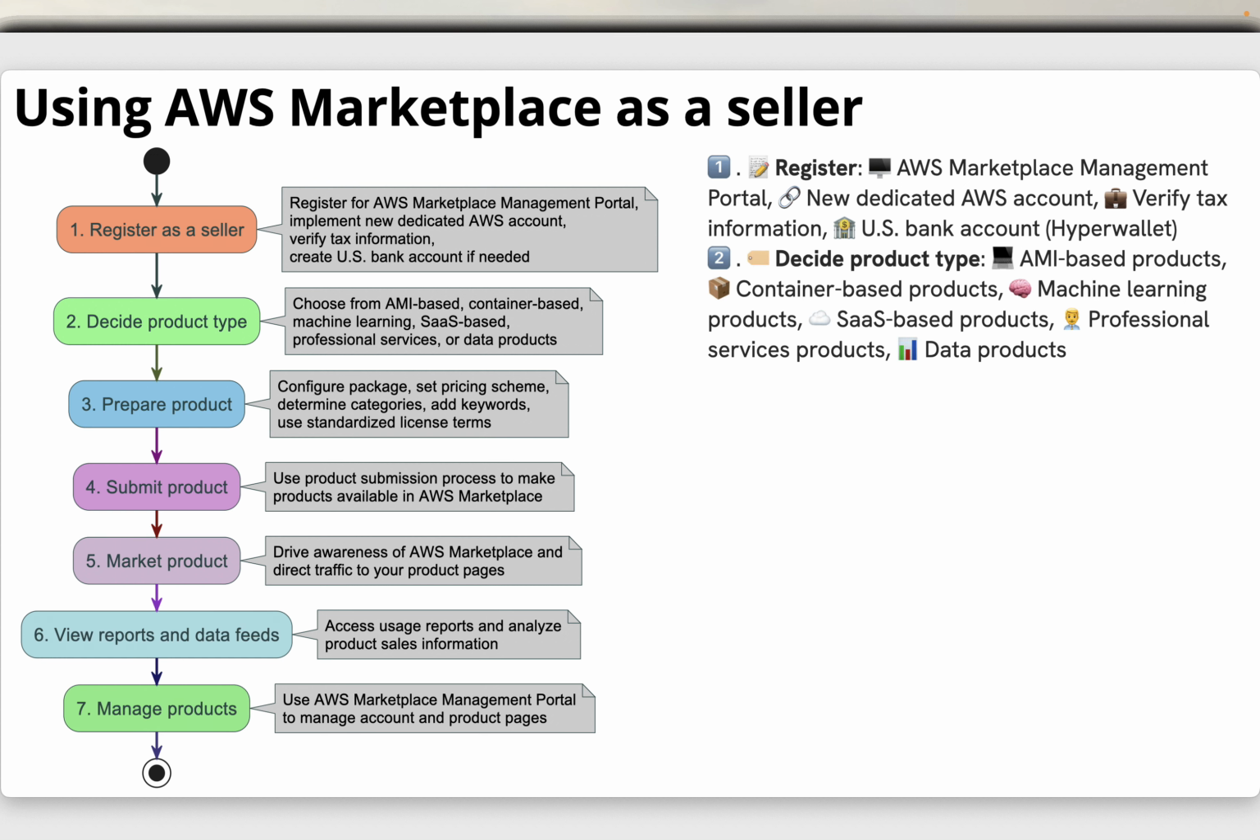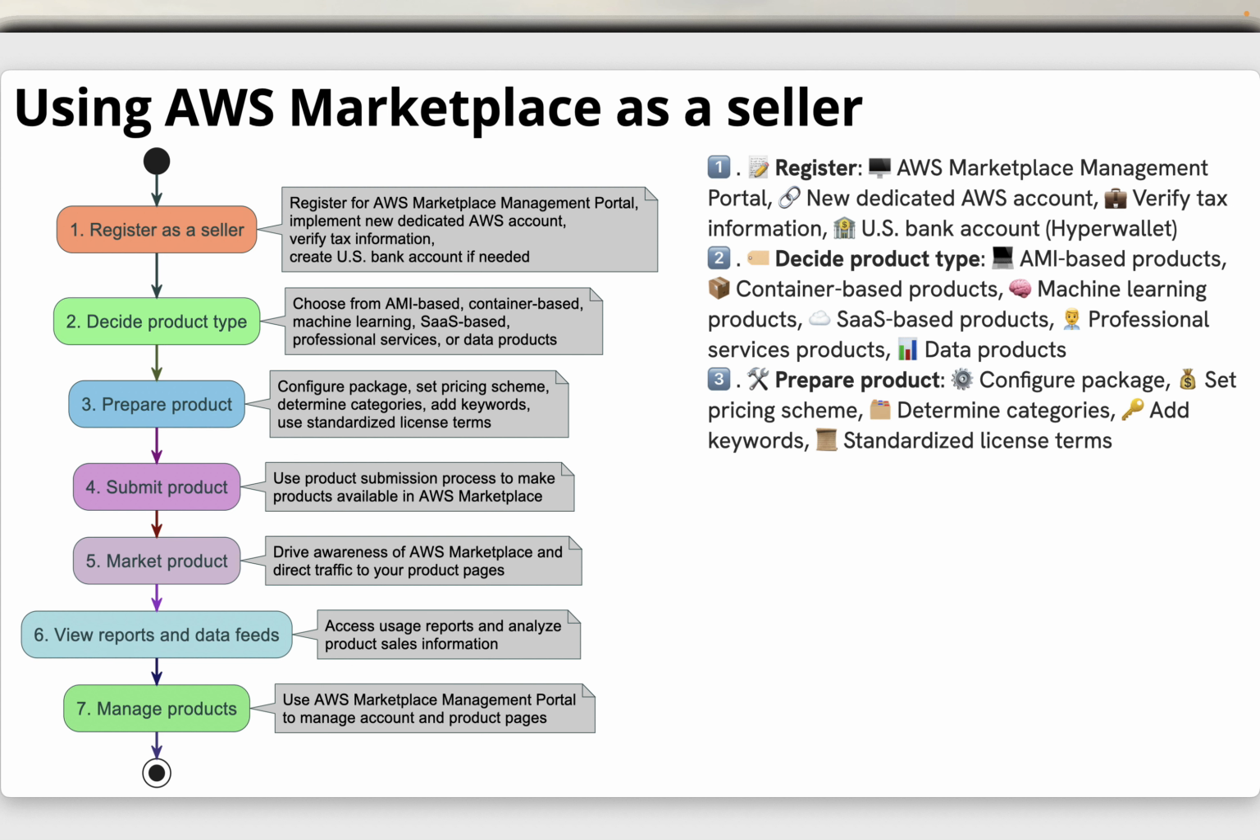Then you decide product type. So decide on the type of product that you want to sell, and you can find more information when you create the product types in AWS Marketplace. You can see the following options like AMI based products, container based products, machine learning products, SaaS based products or professional service products or data products.